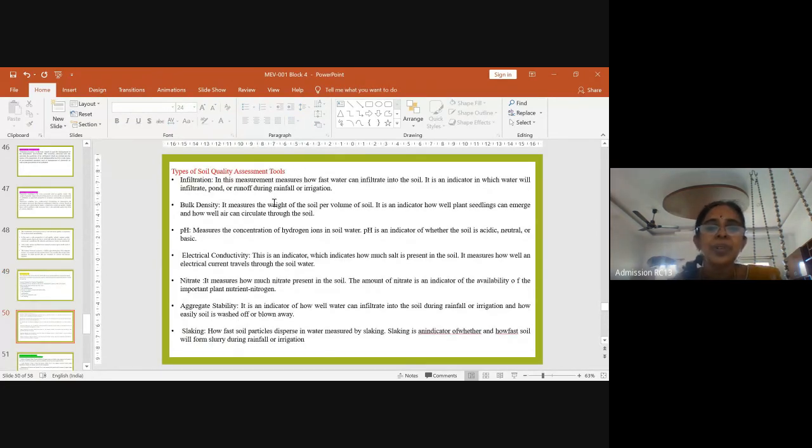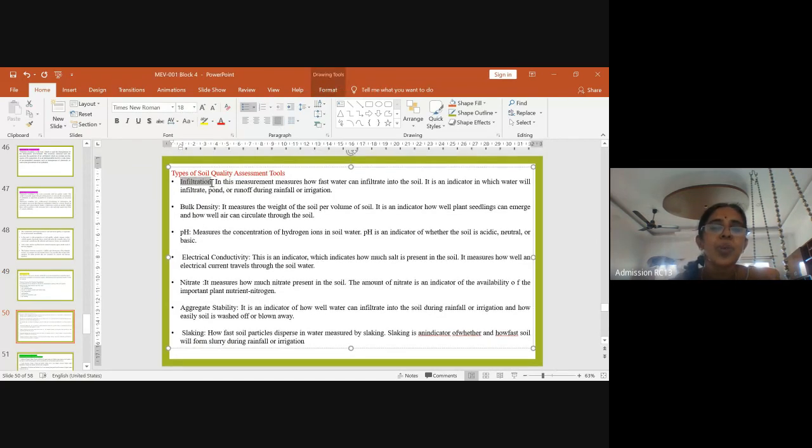Types of soil assessment tools. What are the different ways of assessing the soil quality? First one is infiltration. This measurement shows how fast the water can infiltrate into the soil. The second one is the bulk density. It measures the weight of the soil per volume of soil.